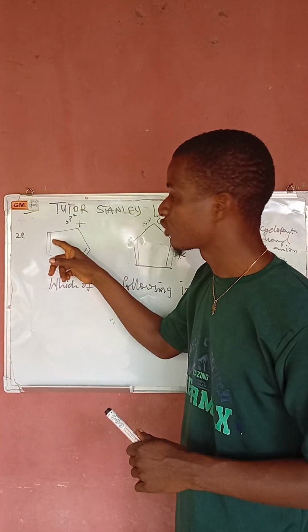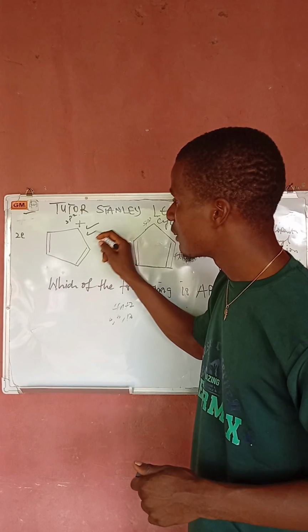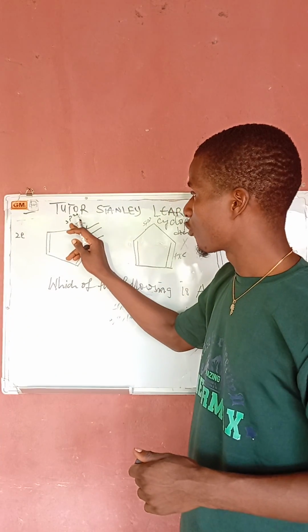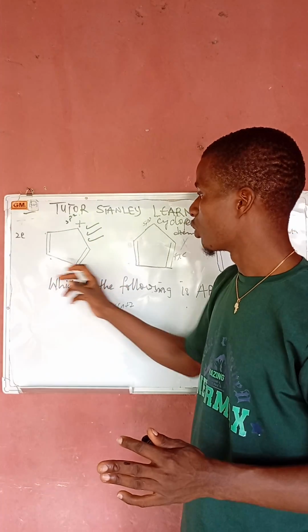And the electron also becomes what? Delocalized. So it is cyclic, it is delocalized, it is planar. Because of what? This sp2 now has the same shape as the sp2 of these ones.